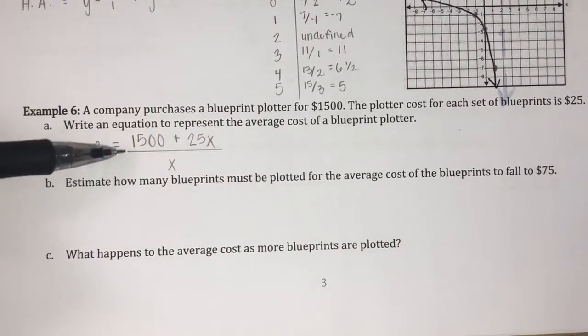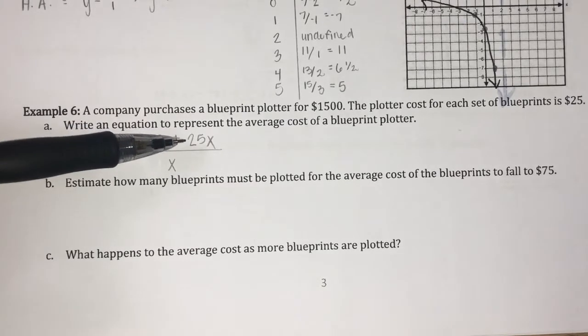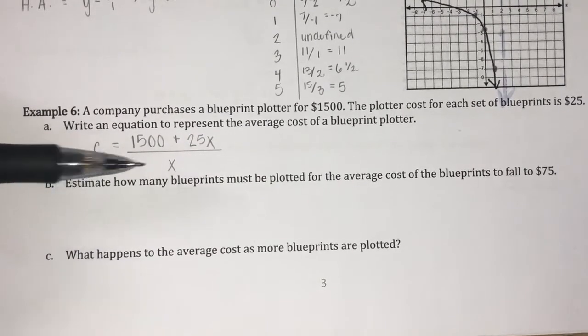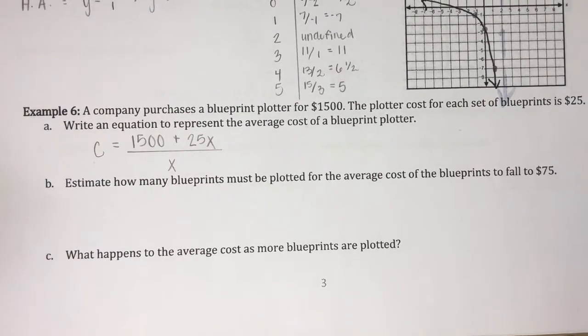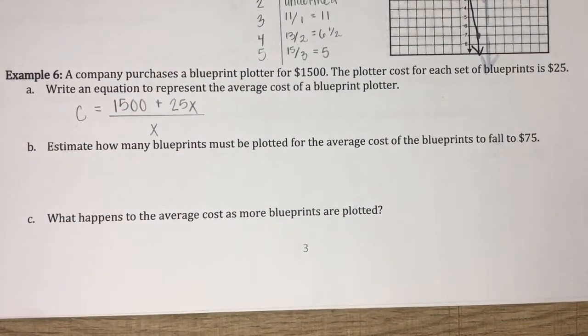So our cost is, we paid $1,500 for the plotter. We're spending an additional $25 per set. And then if we want to find the average cost, we have to divide by the amount of sets that we're printing.